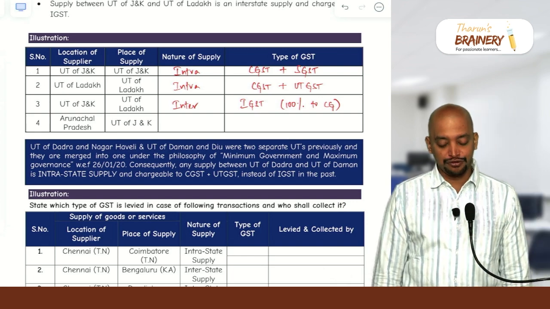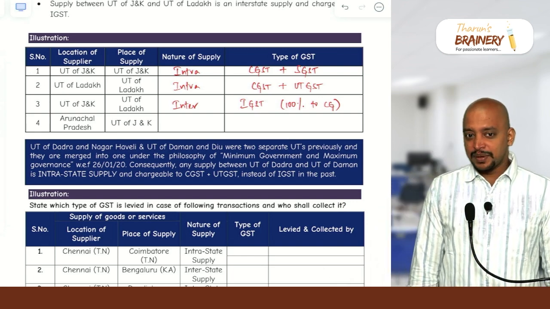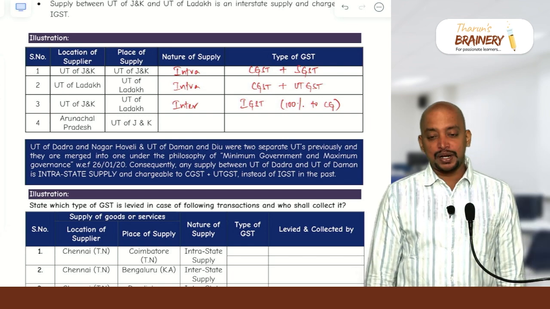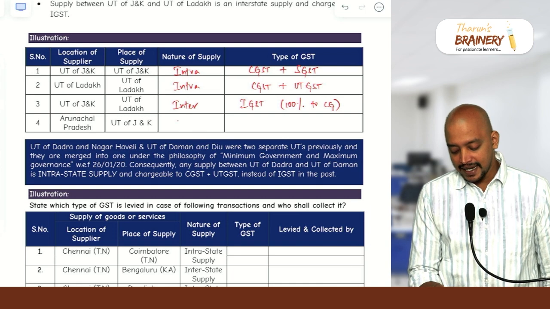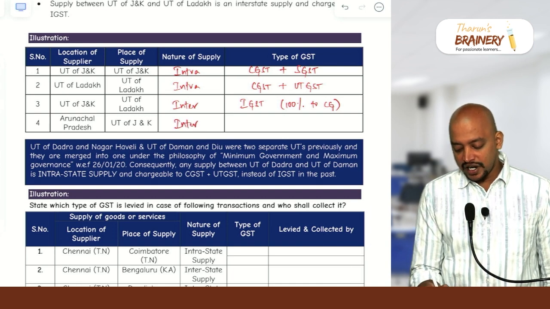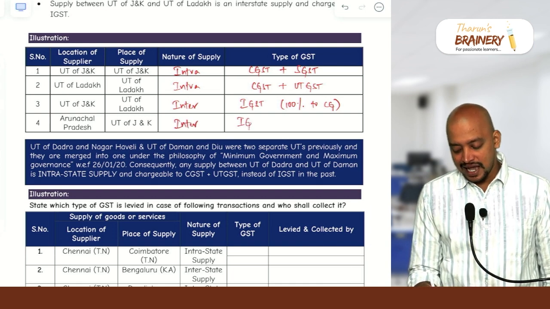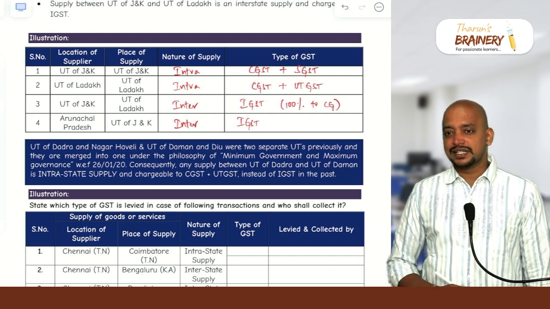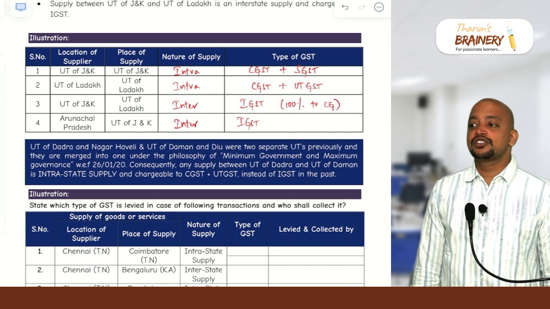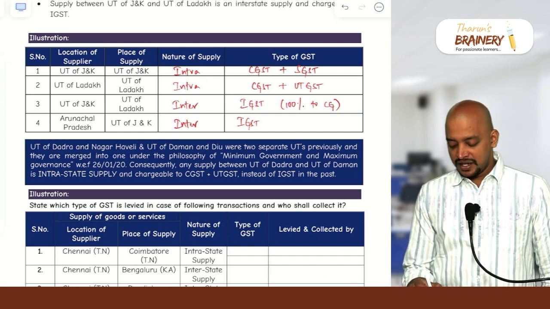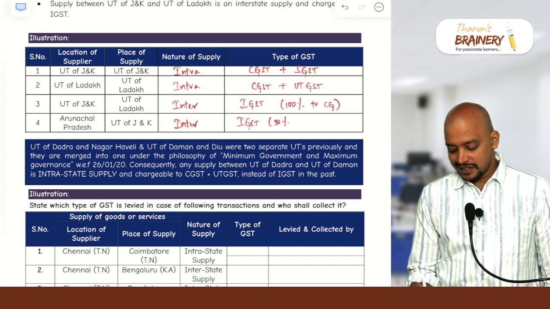Then next, number 4. Arunachal Pradesh, location of supplier. Place of supply, Union Territory of Jammu and Kashmir. What is the nature of supply? Inter. And what is the type of GST? IGST. Whether 50% is shared? Yes, because Union Territory of Jammu and Kashmir is not under the central government. 50% is shared with the Union Territory of Jammu and Kashmir.